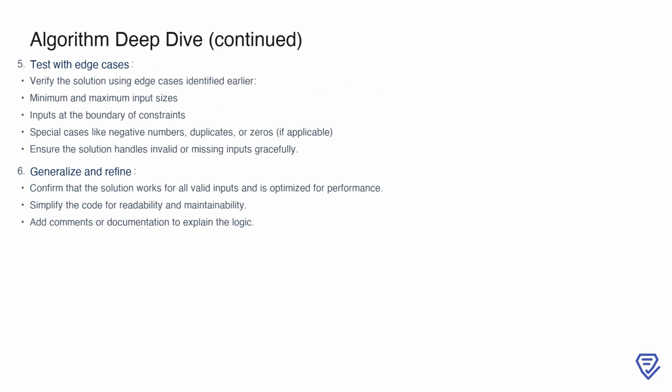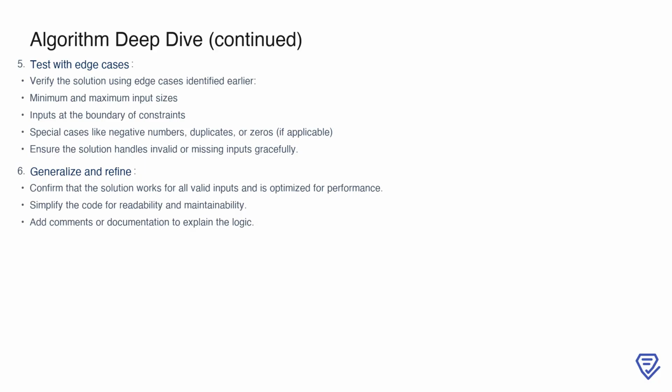After developing and optimizing the solution, it's time to rigorously test it with edge cases. This means verifying the solution against inputs at the boundaries of the problem's constraints, such as the smallest and largest input sizes, or against special cases like negative numbers, zeros, or duplicates, depending on the input type. The goal is to ensure the solution is robust and handles these less obvious scenarios gracefully. Additionally, the solution should be able to process invalid or missing inputs without crashing.